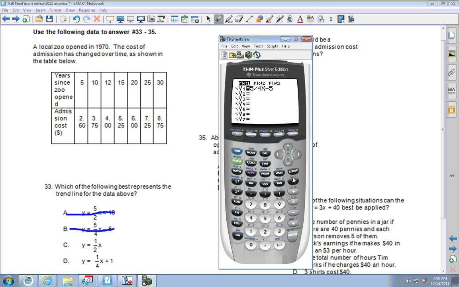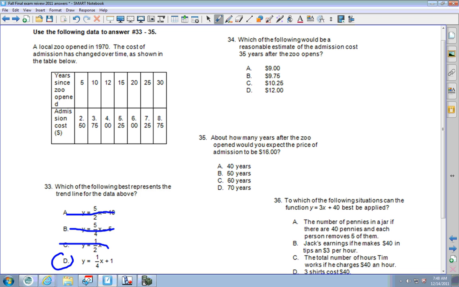Let's try 1/2 x. Closer, but still not working. I hope this last one works. Otherwise, maybe we messed up on our line. I've got 1/4 x plus 1. And I press graph. Sure does. You see how it goes through the majority of those points? That means that that is a good trend line.